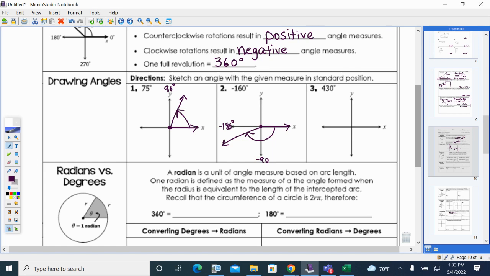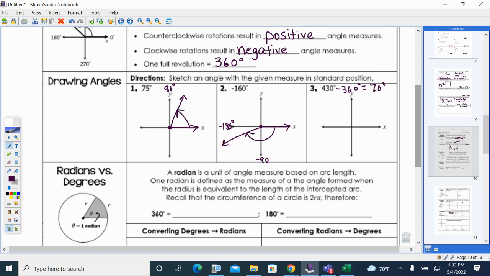In number 3, you've got 430 degrees. Now, 430 is more than 360. And for me, I need to know how much more than 360. So if I take 430 minus 360, I get 70 degrees.